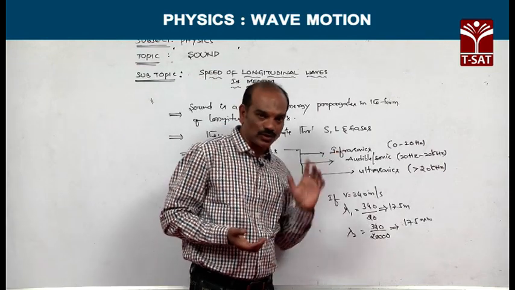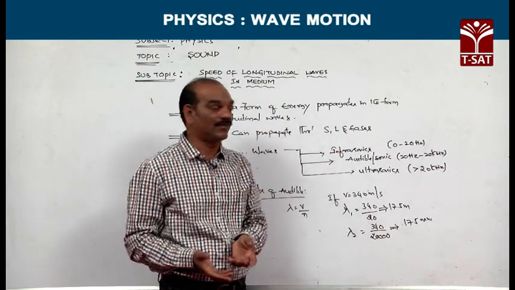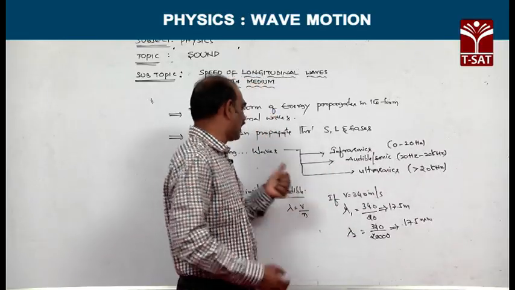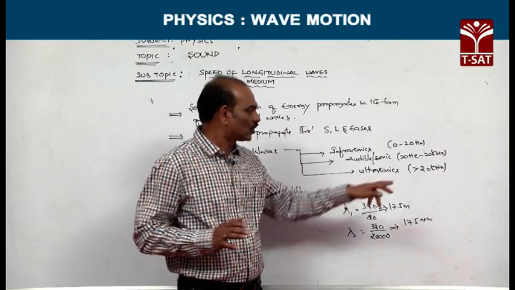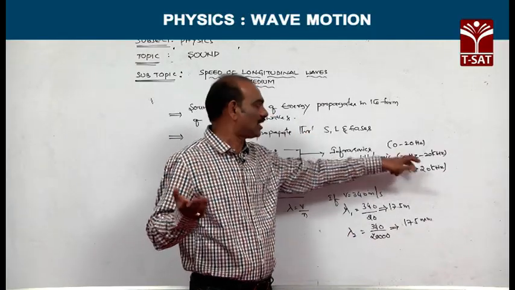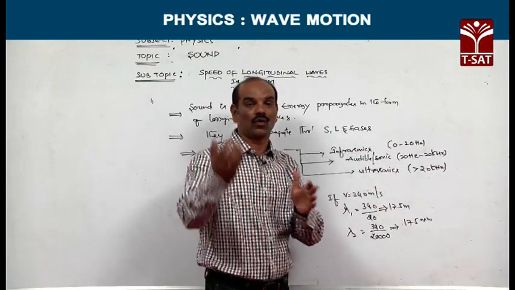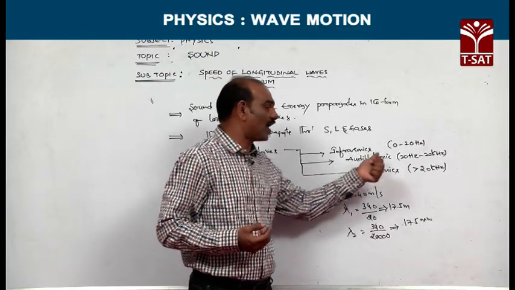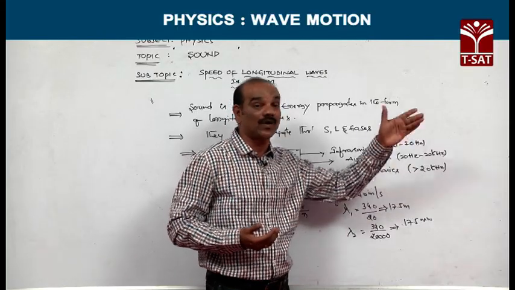One is called infrasonic, which means we cannot hear it, whose frequency limits are between 0 to 20 Hz. The second one is audible or sonic, which we can hear clearly. The limits of frequency of audible or sonic are 20 Hz to 20 kHz. The lower limit is 20 Hz, the upper limit is 20 kHz. In the case of ultrasonics, the frequency is greater than 20 kHz.